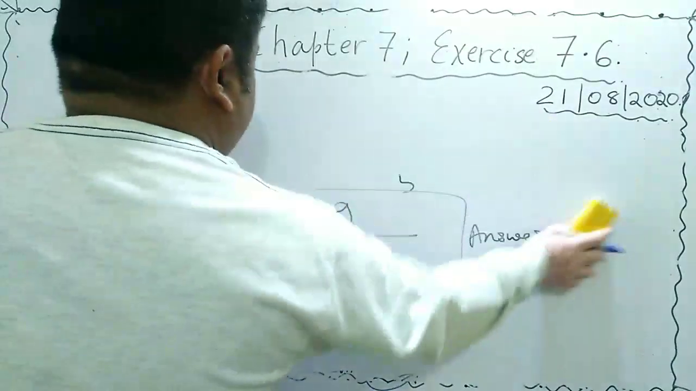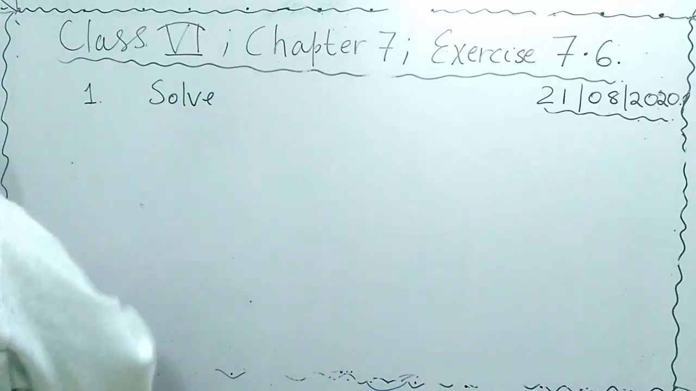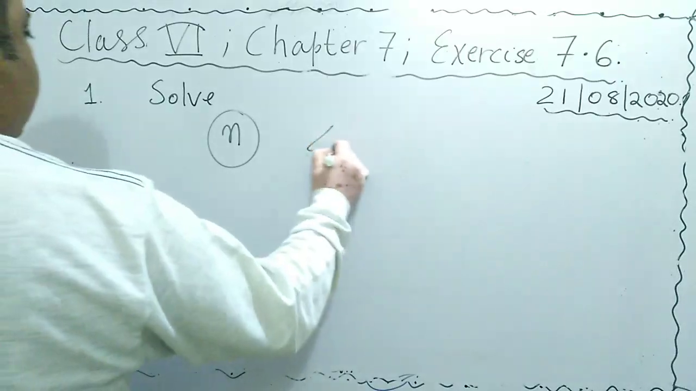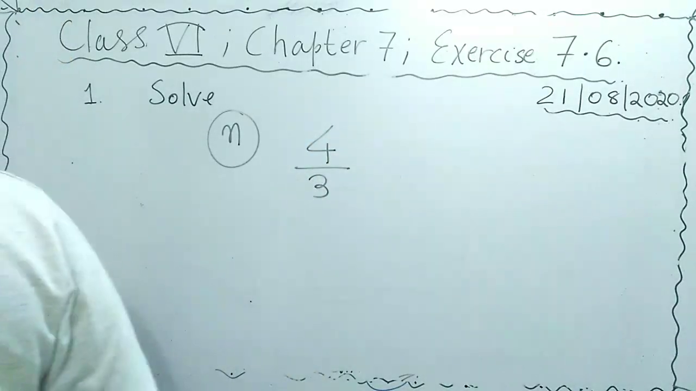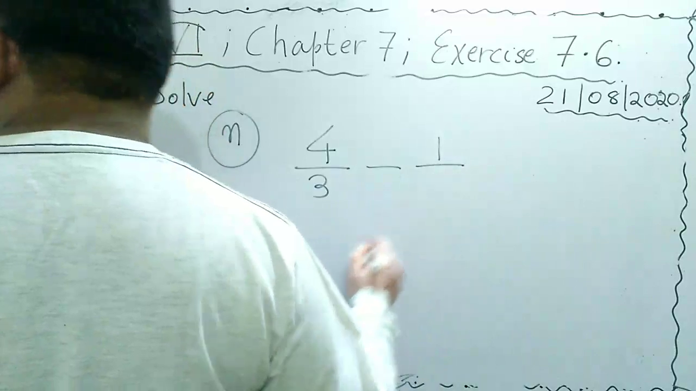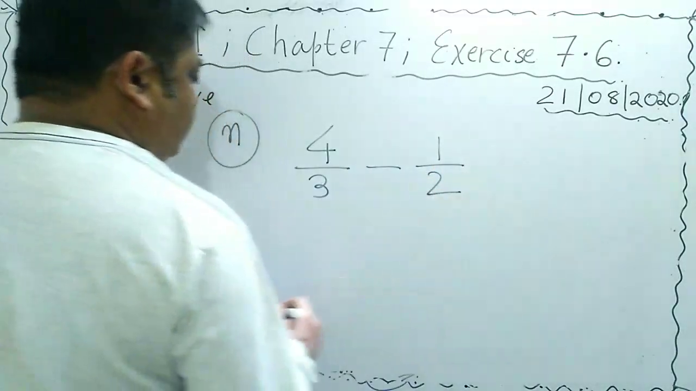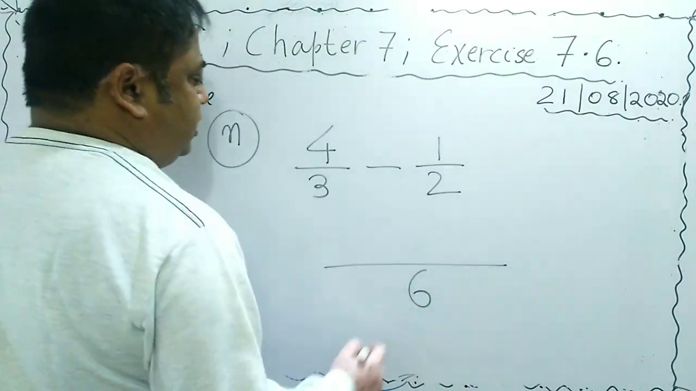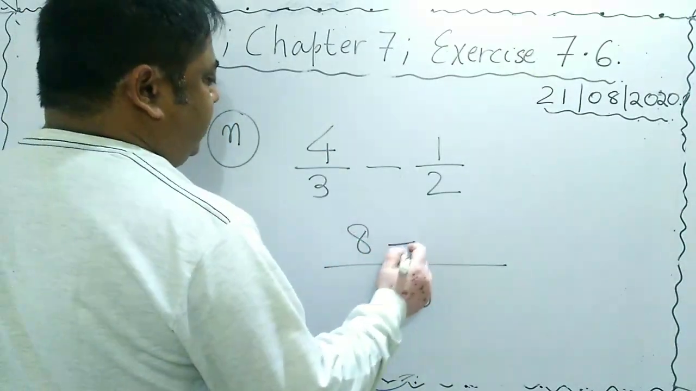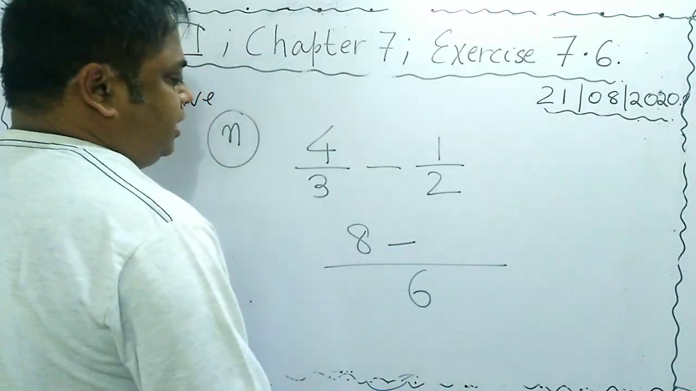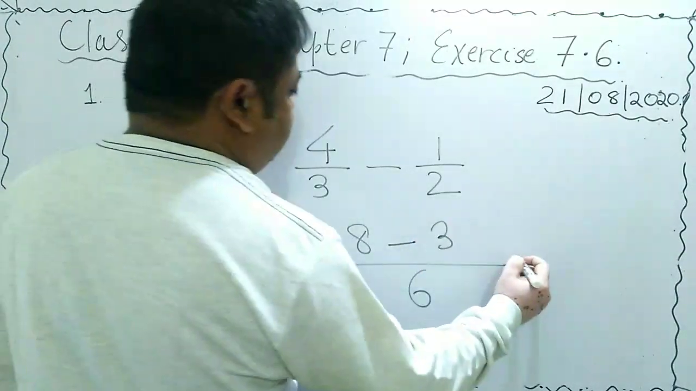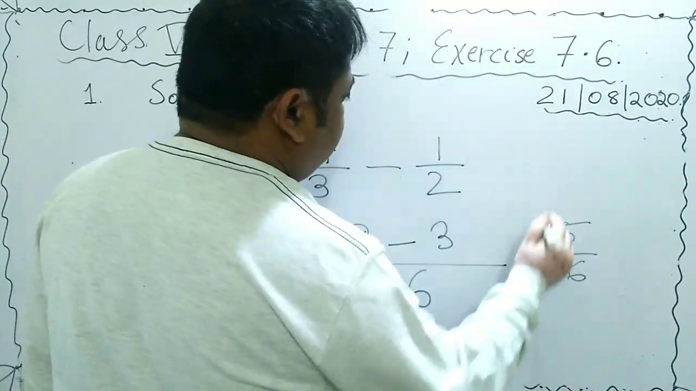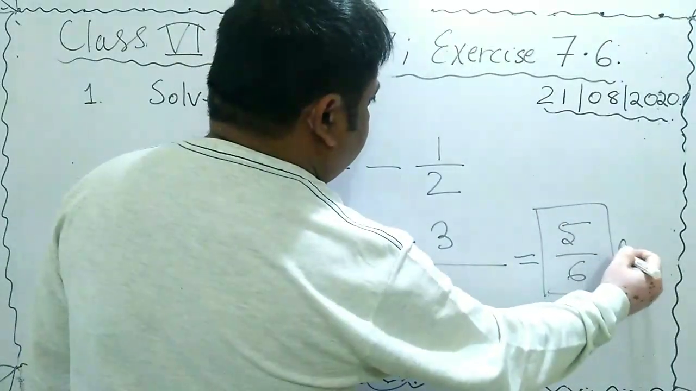The last sum of this question, N. 4 by 3 minus 1 by 2. This will be equal to 6. 3 2s are 6 and 2 4s are 8. Minus 2 3s are 6 and 3 1s are 3, is equal to 5 by 6. Answer.